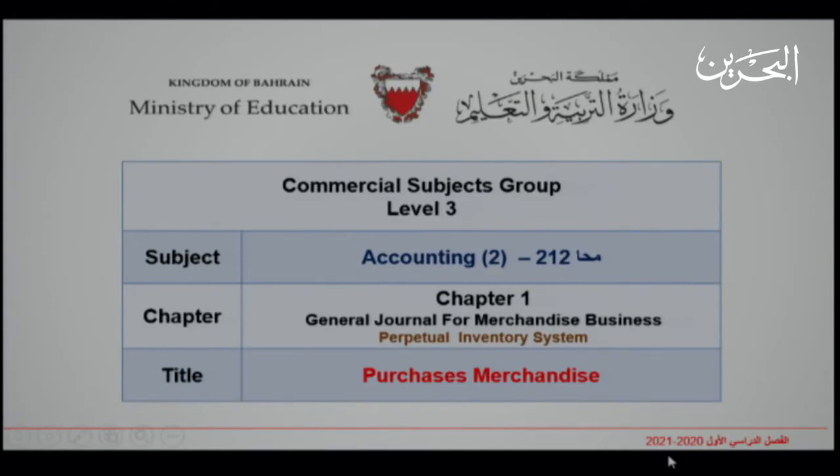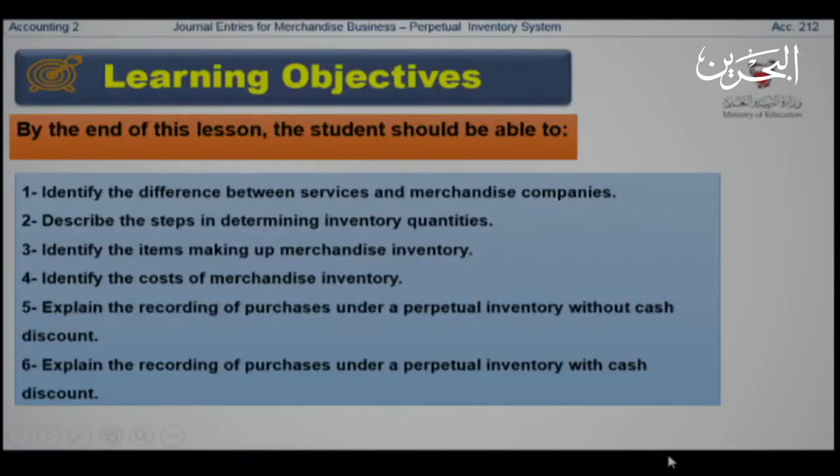Today we will cover chapter 1, the general journal for merchandise business with perpetual inventory system, and our lesson about the purchase of merchandise. By the end of this lesson, students should be able to, firstly, identify the difference between service and merchandise companies. Secondly, describe the steps in determining inventory quantity.